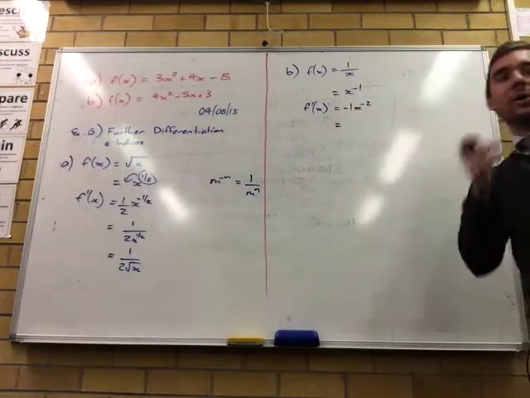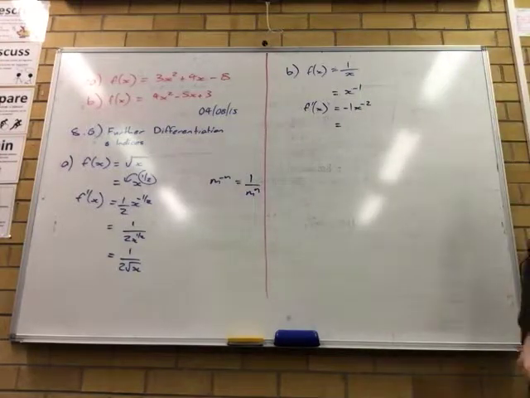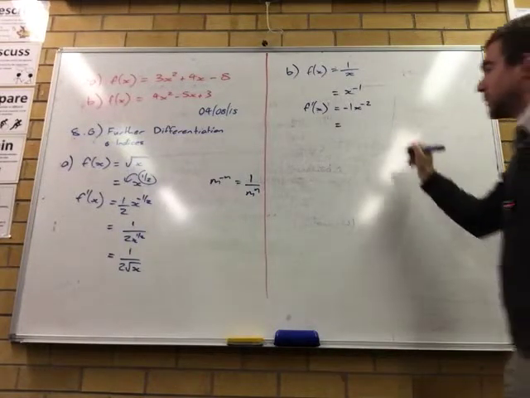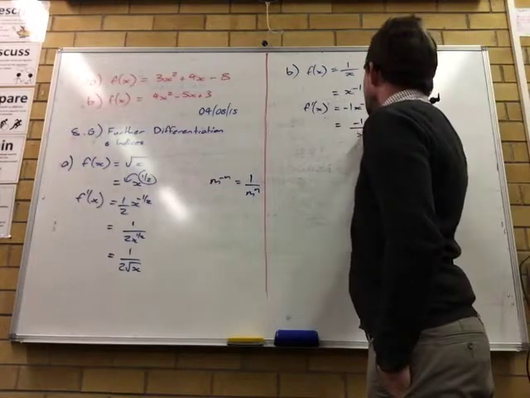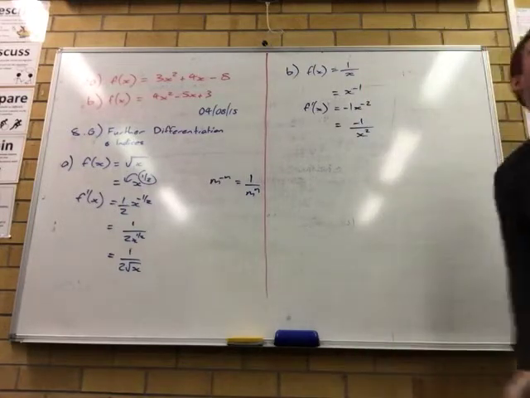Right, so how do I rewrite that back into the format of the question? Well, negative 1 over x. No, 1 over x squared. Good. Negative 1 all over x to the power of 2, x squared.